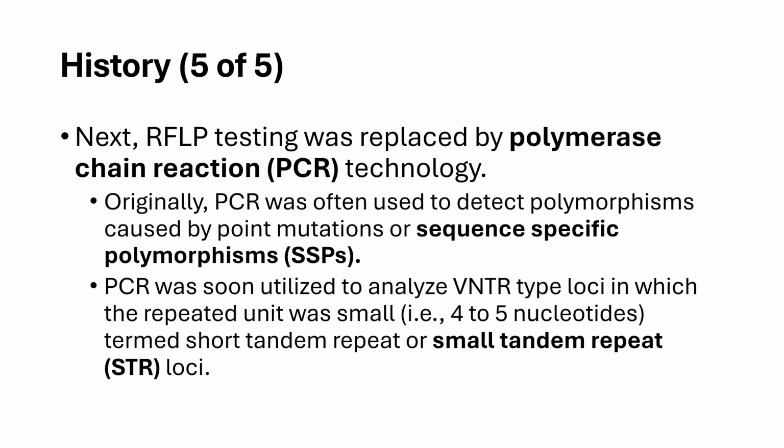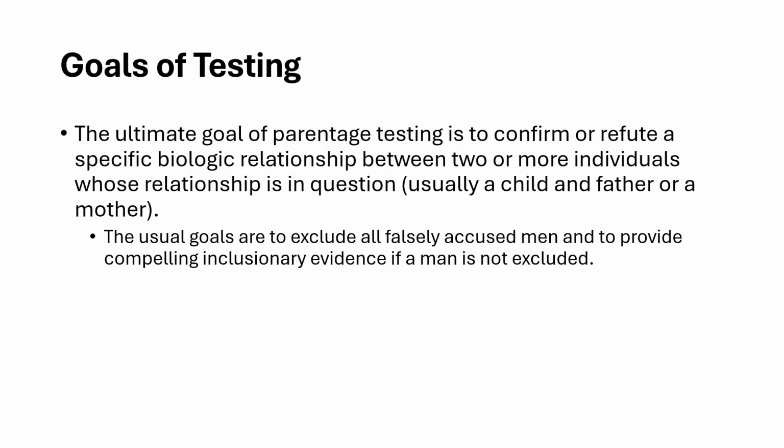So RFLP testing was eventually replaced by PCR technology, or polymerase chain reaction. Initially, PCR detected polymorphisms that were caused by point mutations or sequence-specific polymorphisms. PCR was then applied to analyze VNTR loci with small repeat units of about 4 to 5 nucleotides, known as short tandem repeats.